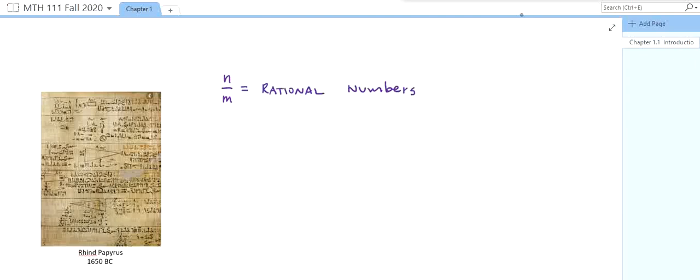Here I have a picture of what's called the Rhind papyrus. The Egyptians used to write on papyrus, which are reeds, pressed reeds, and this is from 1650 BC. And this is like a little math tutorial on how to use fractions.